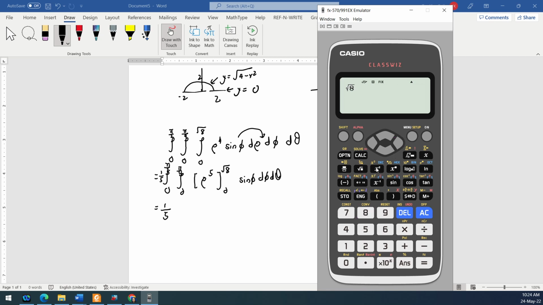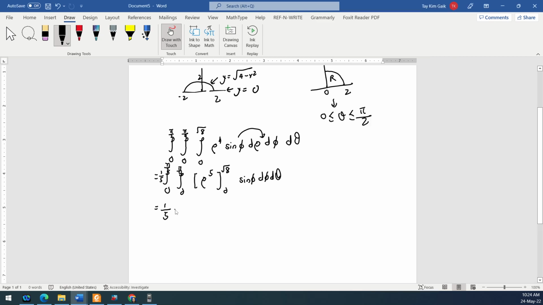8 to the power 5. If you want to maintain in terms of 8, then it's 8 times 8 times 8 times 8 times 8, five times. So if you plug in 0, this is 0. Then 0 to pi over 3... no, 0 to pi over 2 for theta, and 0 to pi over 4 for sin phi d phi d theta.